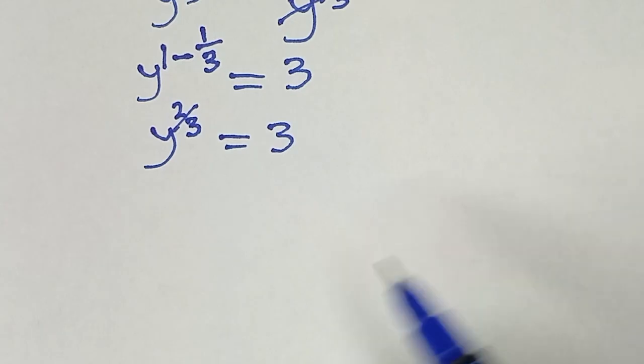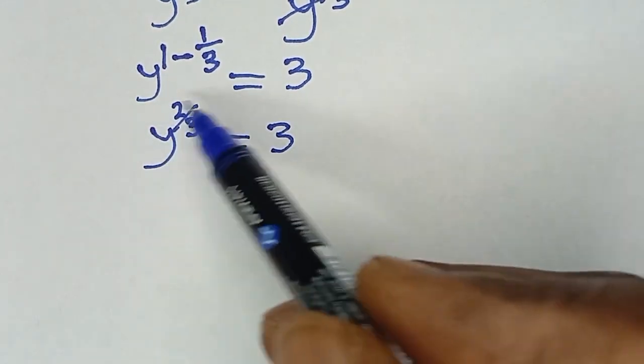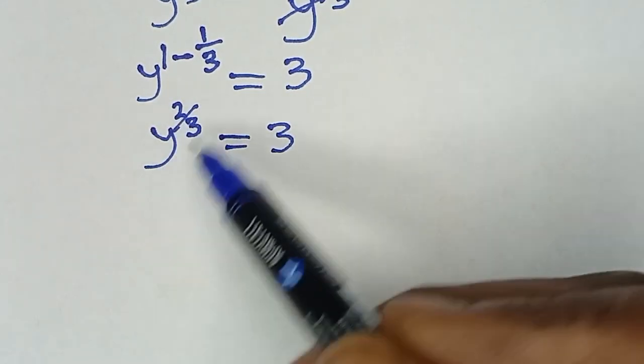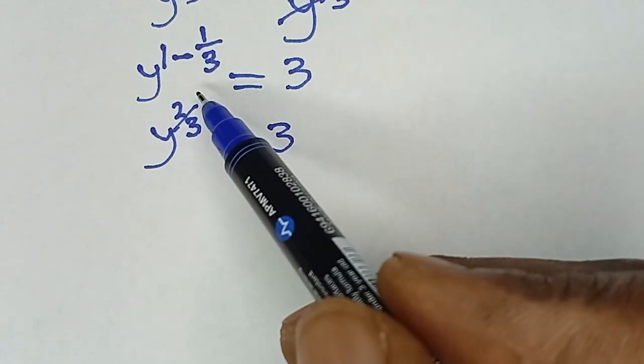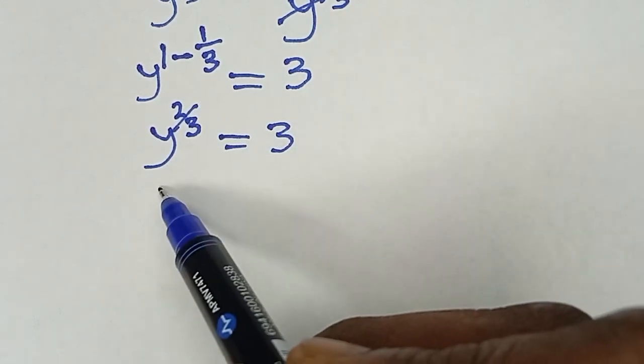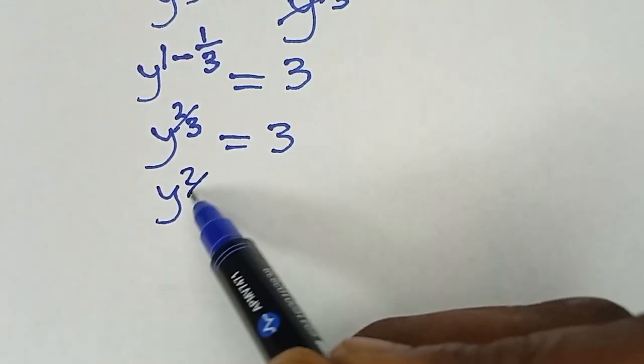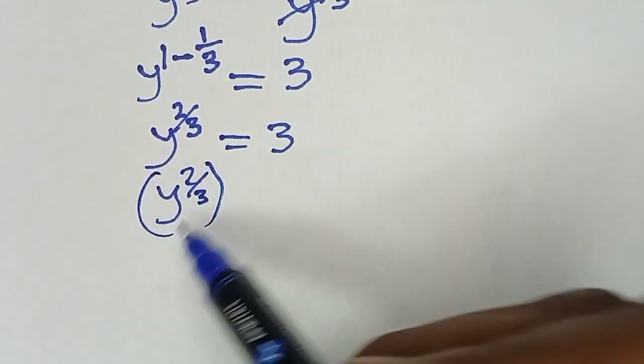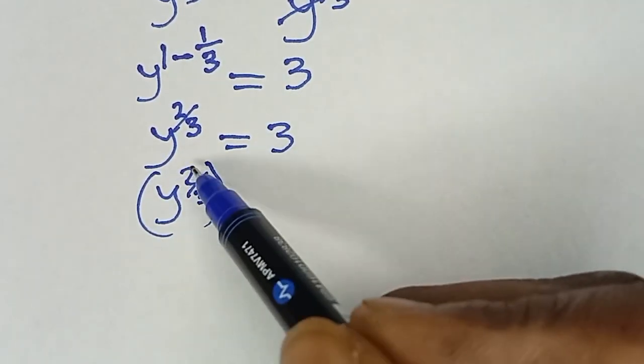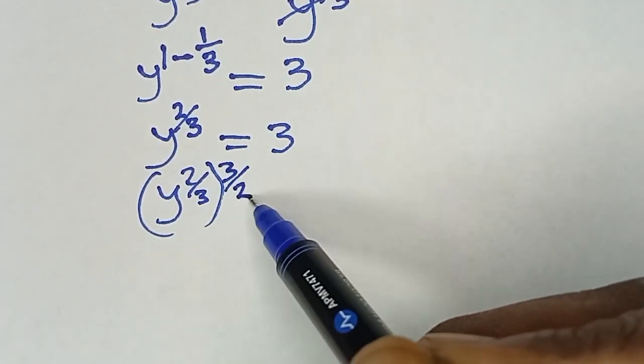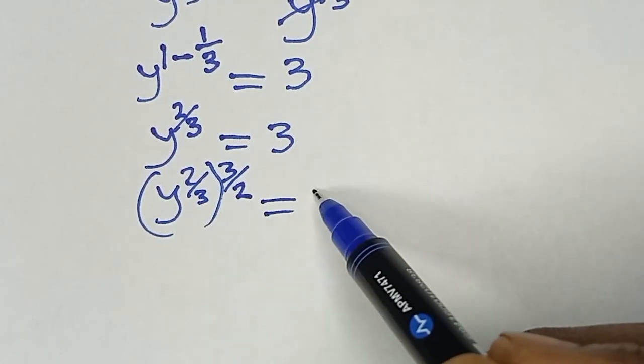I hope you got it. So I want the power of y here to become 1 so that I can get the value for y. So what I just need to do is to raise both sides. This is 2 over 3. I raise both sides to the power. The inverse of this is 3 over 2. 3 over 2. And that will be equal to 3.